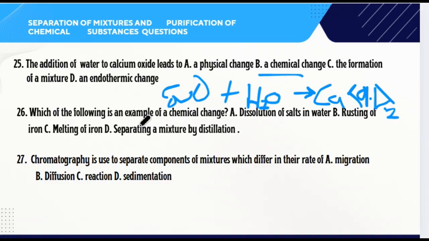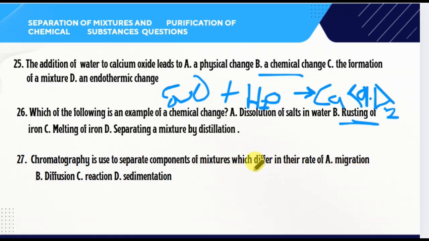Rusting of iron. Iron is going to move from iron 2 to iron 3 when it's exposed to air in the presence of water vapor. So that's a chemical change. Melting of iron. We can cool the iron back to get the solid iron, so it's a physical change. Separation, no. So the answer here is rusting of iron. Chromatography is used to separate components of mixture which differ in their rate of what?